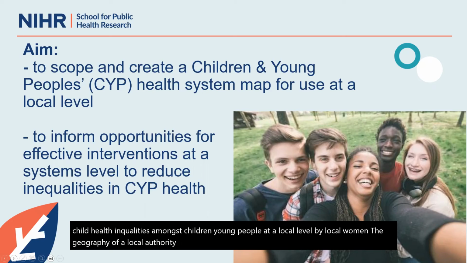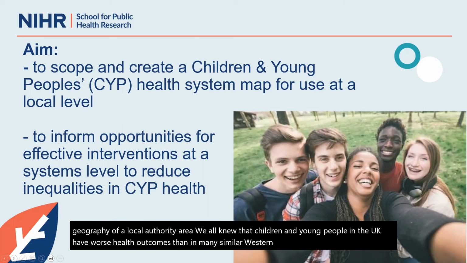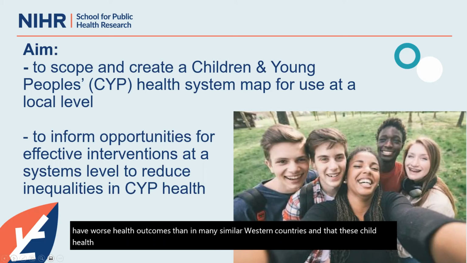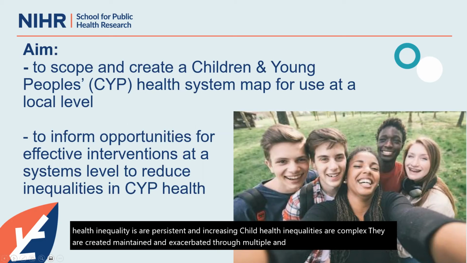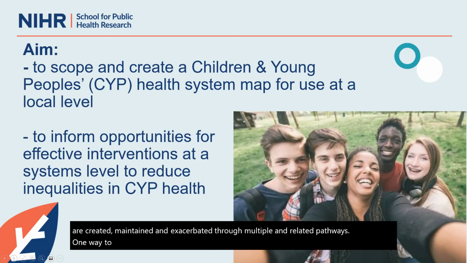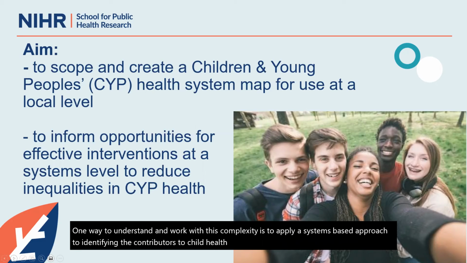We all know that children and young people in the UK have worse health outcomes than in many similar Western countries, and that these child health inequalities are persistent and increasing. Child health inequalities are complex. They are created, maintained, and exacerbated through multiple and related pathways. One way to understand and work with this complexity is to apply a systems-based approach to identifying the contributors to child health inequalities at the local level, in the hope that this will inform effective interventions in the system to reduce them.